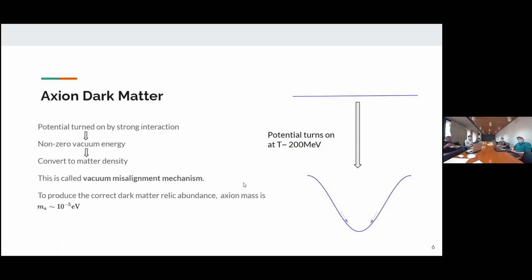And to produce the correct dark matter relic abundance, we know what axion mass you should have. So you don't have much freedom in your parameter space. This axion mass will be about 10⁻⁵ eV. And therefore, it's a well-motivated dark matter candidate. You know roughly what the mass is, and you don't have much freedom. You can just look for it.